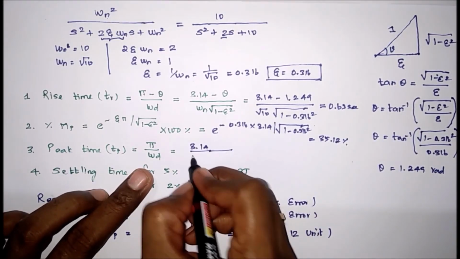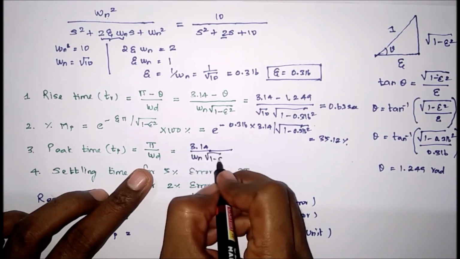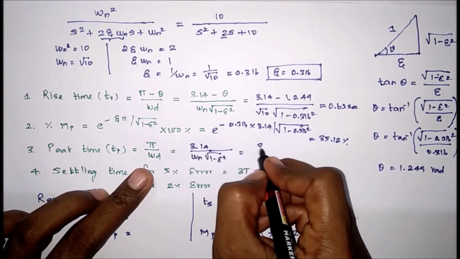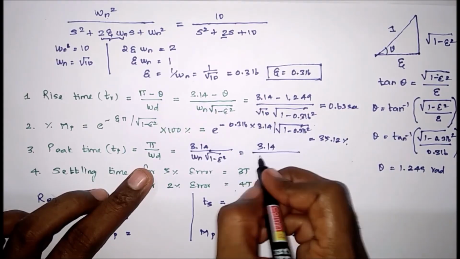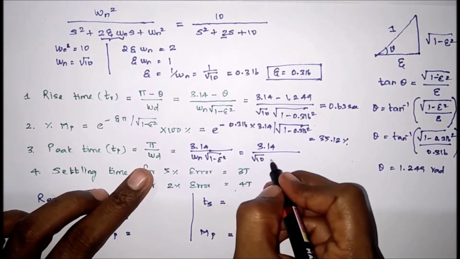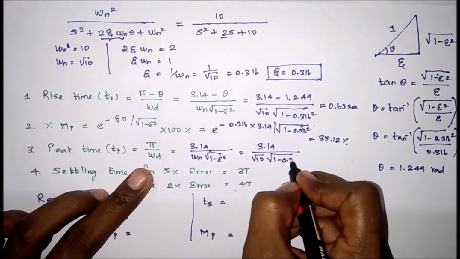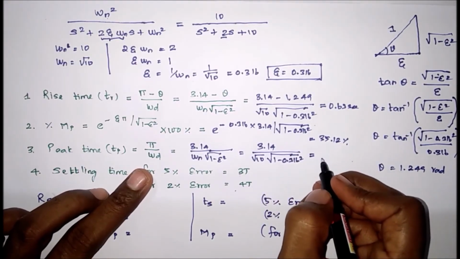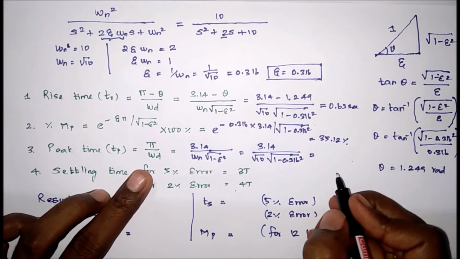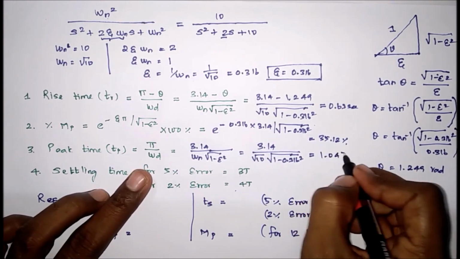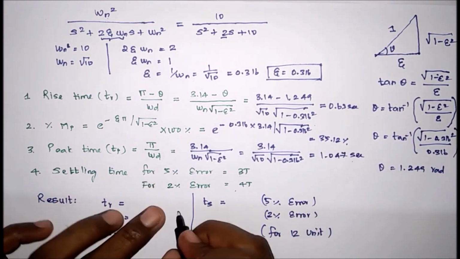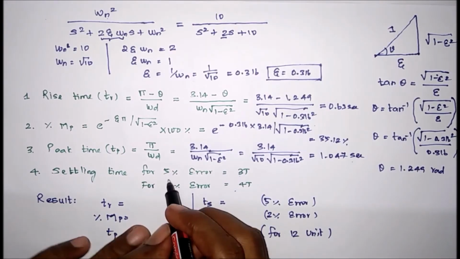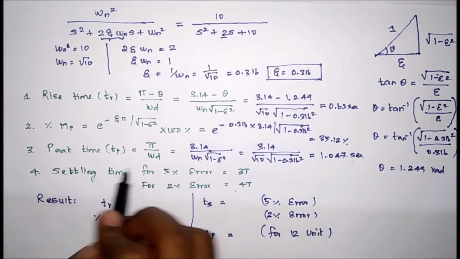Then peak time: pi in terms of radian 3.14 divided by omega d. We know omega d is omega n into square root of 1 minus eta square. Simply we substitute omega n equal to root 10 into 1 minus 0.316 the whole square. So we will get peak time equal to 1.047 second.